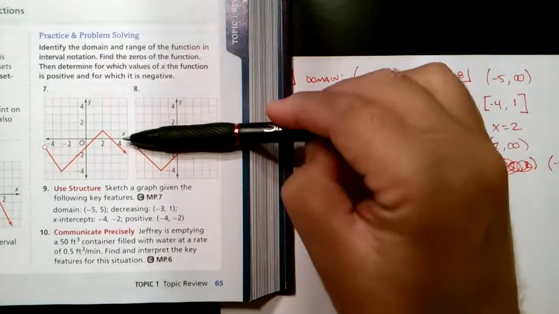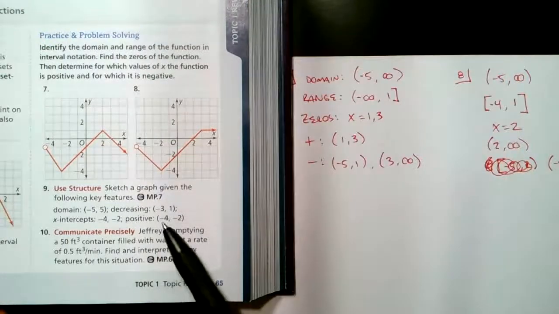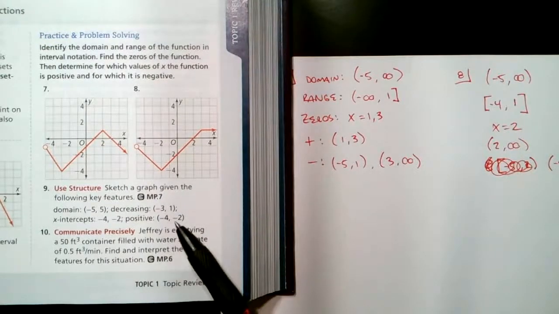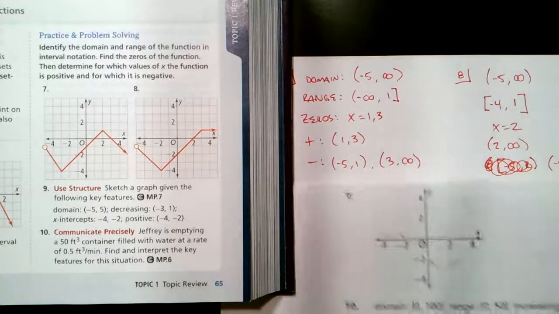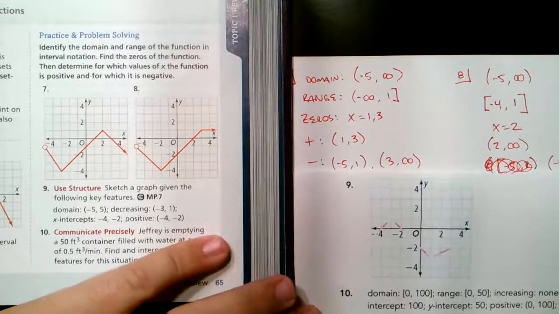It's decreasing between negative 3 and 1. The x-intercepts are negative 4, negative 2. And then it's positive, which means it's above the x-axis from negative 4 to negative 2. So what I did, instead of me taking time to sketch this all out, I'm just going to show you what that should look like.